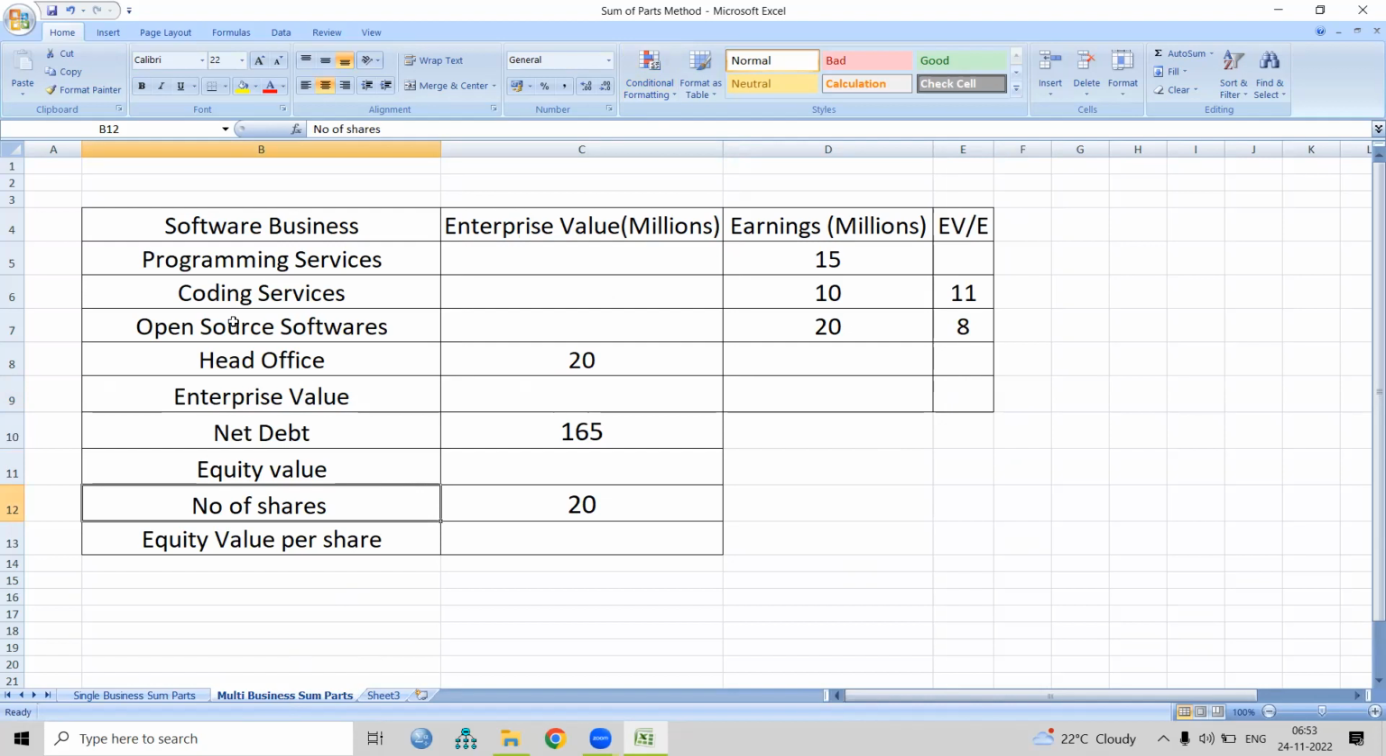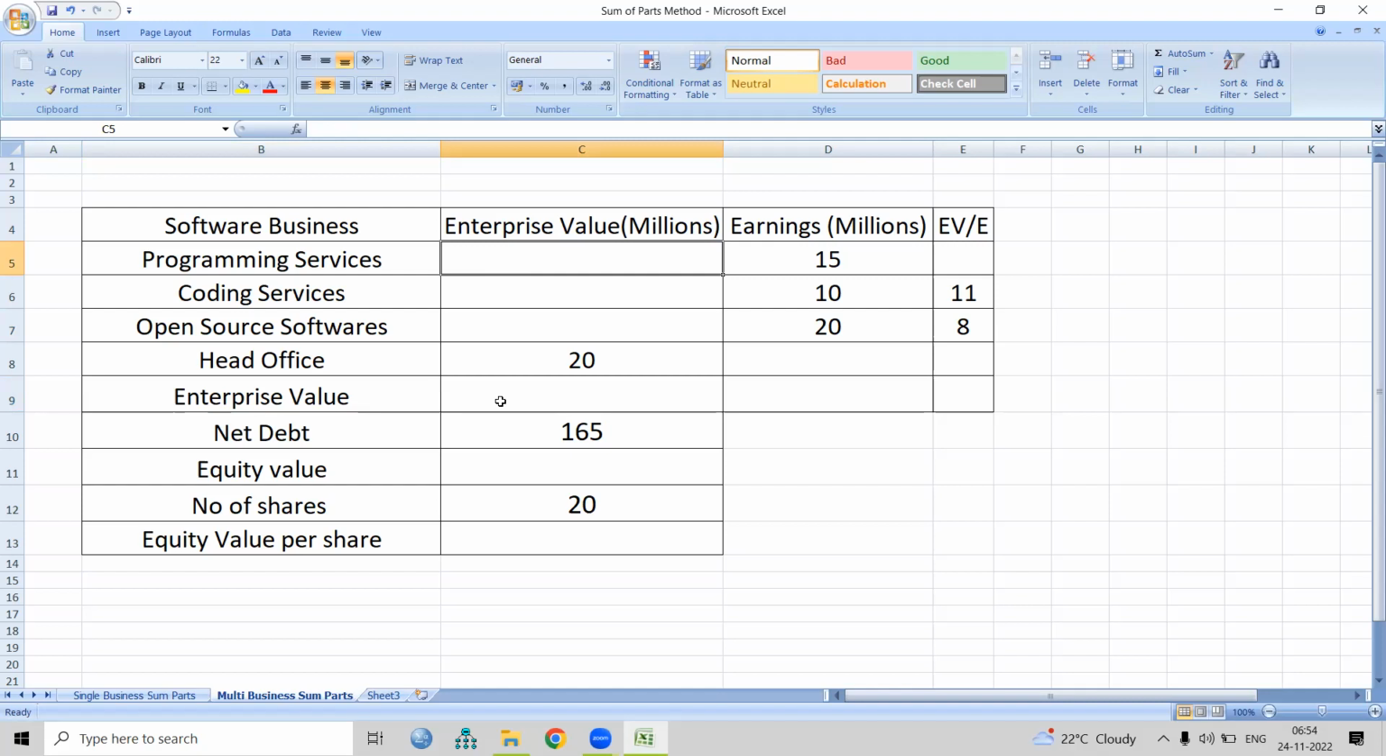Okay. Here, what do we do? We find out the enterprise value for different business operations, and then we take a total of it. That would be the enterprise value. We have programming services, then coding services, open source softwares, and then head office. Based on that, we fix a value for enterprise value. How do we do that? Let's do this case now.